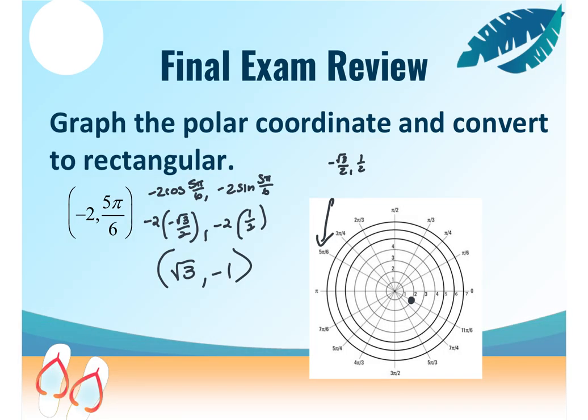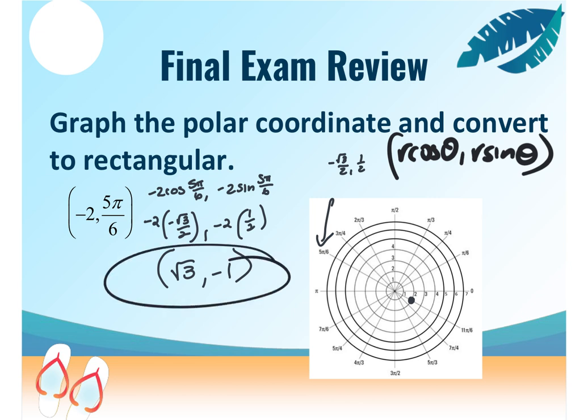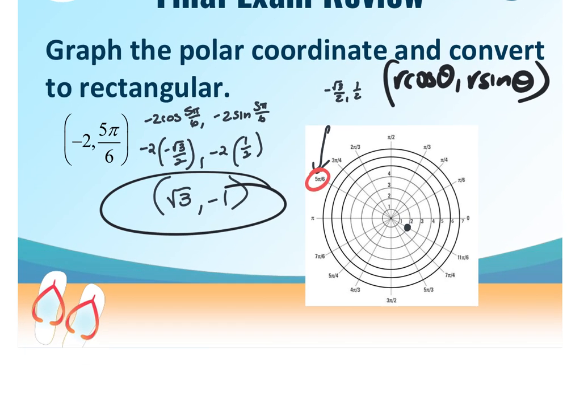Okay, then came graphing the polar coordinate and then converting it to rectangular. So the conversion is r cosine theta, r sine theta. My r was negative 2, cosine at 5 pi over 6 is negative root 3 over 2, and then again negative 2 for the radius, and the sine at 5 pi over 6 is 1/2. So my coordinate point is root 3 and negative 1. When you go to graph this coordinate point, 5 pi over 6 is here, but we would typically go towards it, but it's a negative r, so we go away from it.